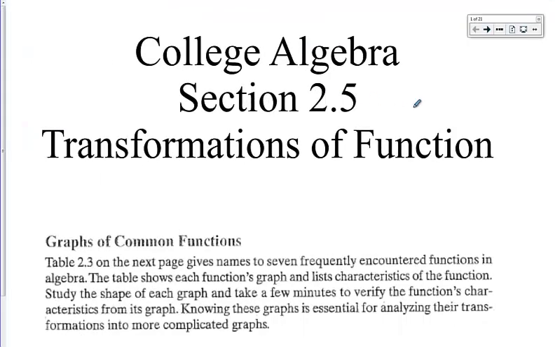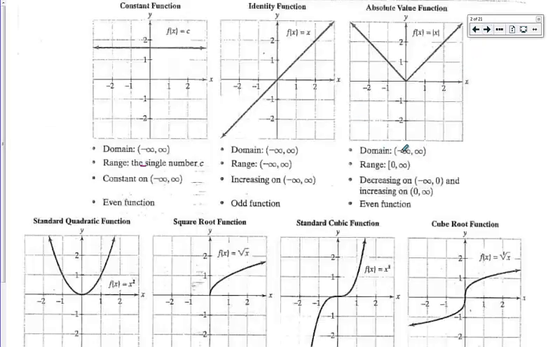Okay, today we're going to be talking about 2.5, which is the transformations of functions. We're going to go over some of your basic functions here. The constant function, that's if you have f of x is equal to some constant c. The domain of this is negative infinity to infinity because it's going forever in both directions. The range is just whatever that c value is because it's that way all the way across your y. And it's even because it's reflected across the y-axis.